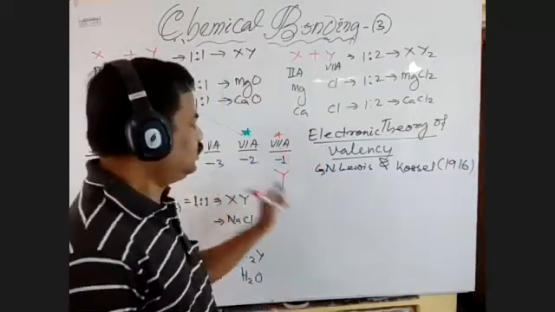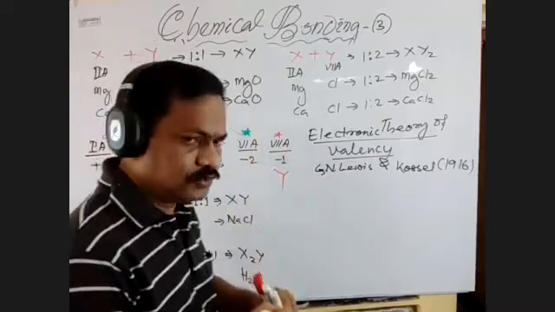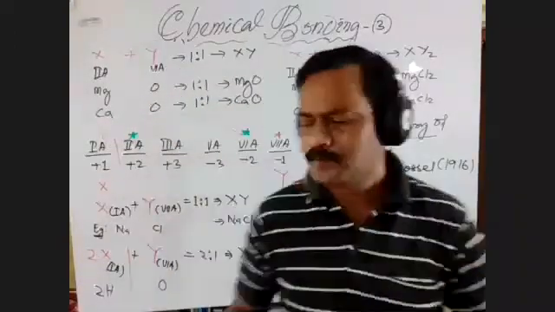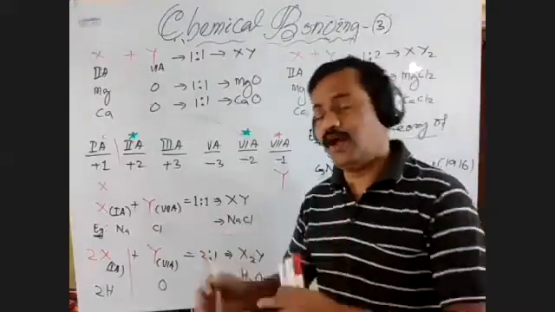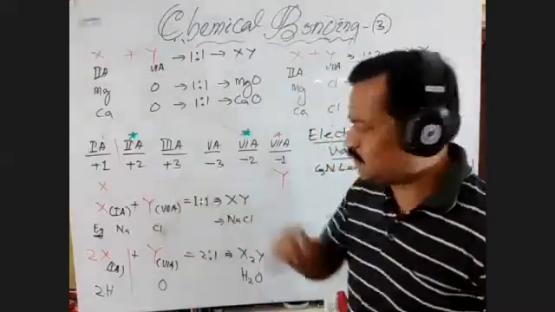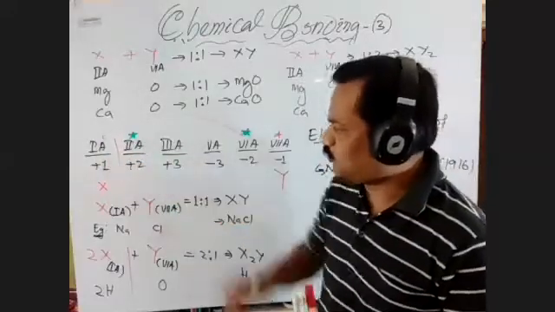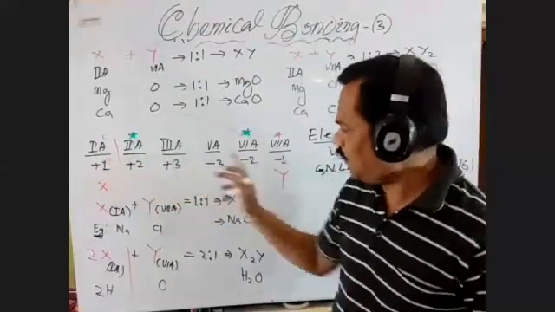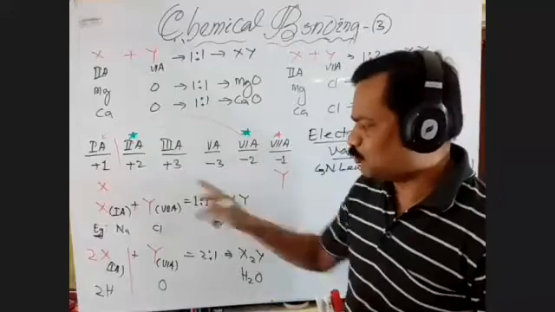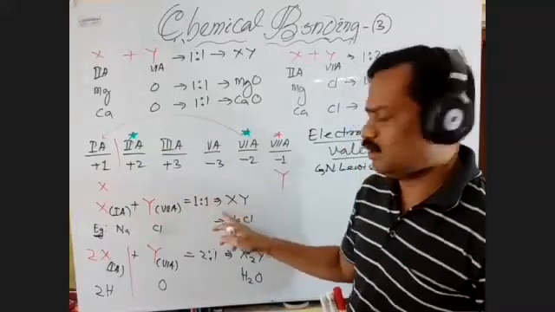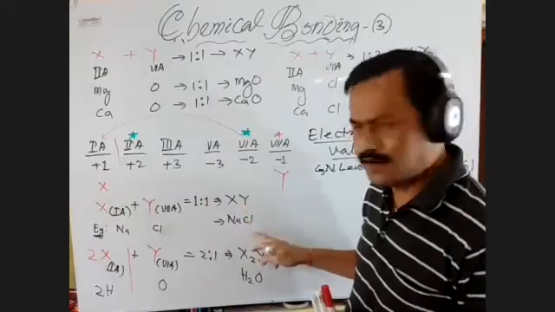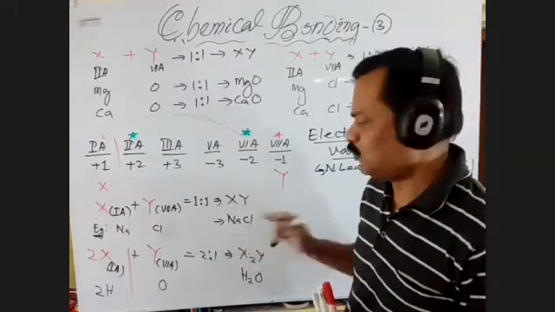From this, we got the question we read yesterday: why does sodium chloride have the chemical formula NaCl, why not NaCl2? It is based on that. If there is a combination between 1A and 7A, there will be a ratio of 1 is to 1. The chemical formula will be XY, like NaCl, KCl, all these.